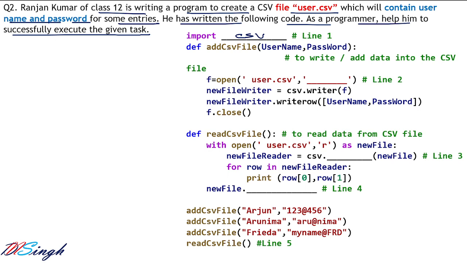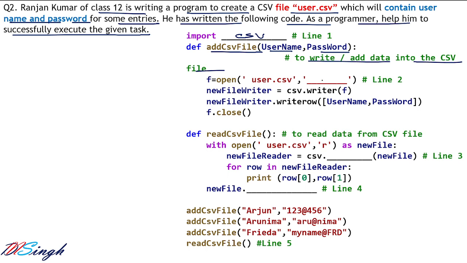Fine. So let us see what is available next. This is the function which has two parameters supplied, username and password. Two things are supplied to write and add the data into the CSV file. How are we going to do it? With fopen.